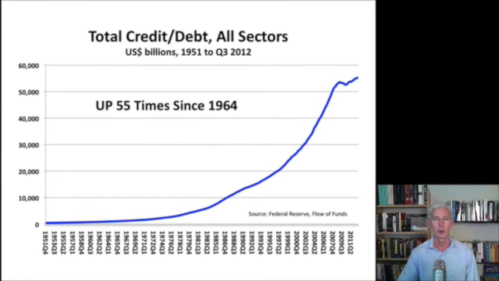This chart shows total credit or total debt. Now, by this, I mean all the debt in the country: household sector debt, corporate debt, financial sector debt, and government debt. All the debt. Now, notice it first went through $1 trillion in 1964. Over the following 43 years, it expanded 50 times to $50 trillion by 2007.